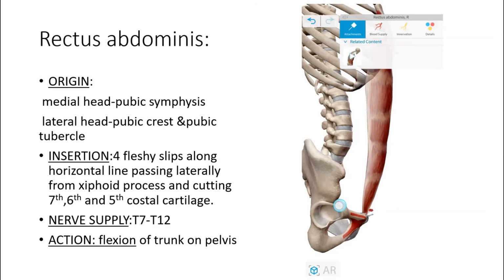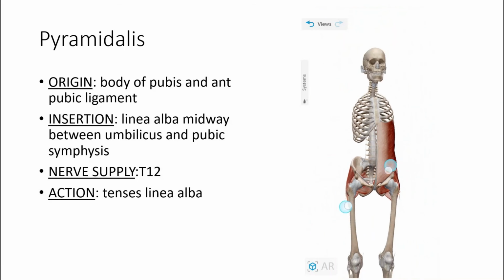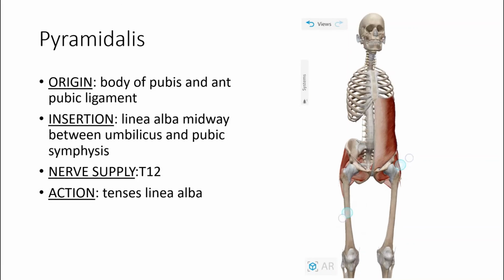So all the flat muscles, they have a minor role in the flexion of trunk, and also a major role in the lateral flexion of trunk. Rectus abdominis is the major muscle which is involved in the flexion of trunk on pelvis. So finally we have pyramidalis muscle. So this muscle is rudimentary in human beings and it is a small triangular muscle, as you can see here downward. So this lies anterior to the lower part of rectus abdominis muscle within the sheath. So it is a very small muscle, which you can see.